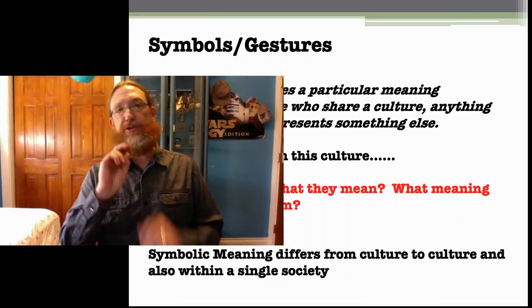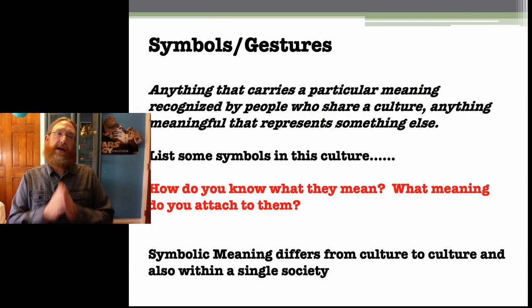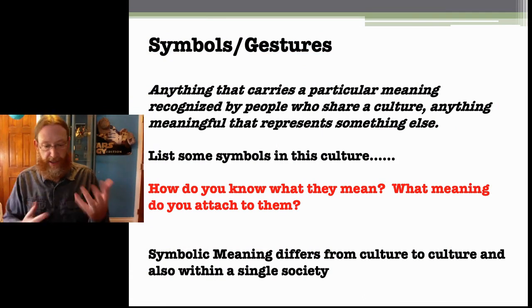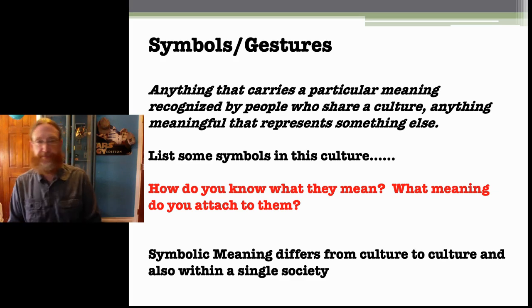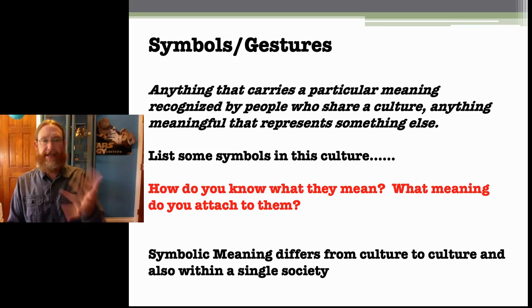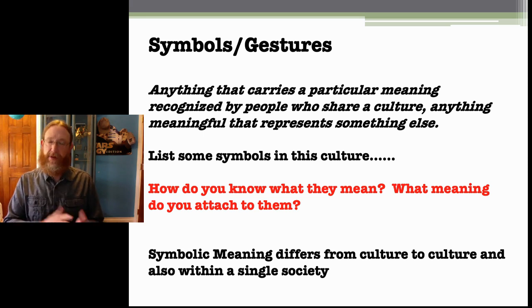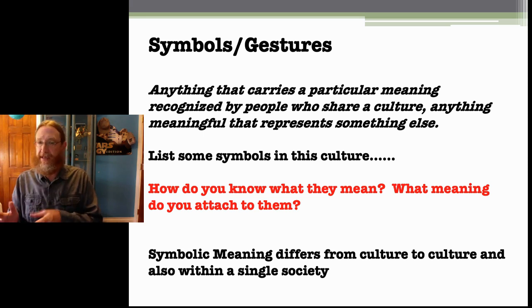Everybody, Episode 2 of Chapter 3 on culture. And we are going to start with the 4 common components that all cultures share. And the first one, symbols or gestures. So symbols, gestures, anything that carries a particular meaning recognized by people who share a culture. Anything meaningful that represents something else.